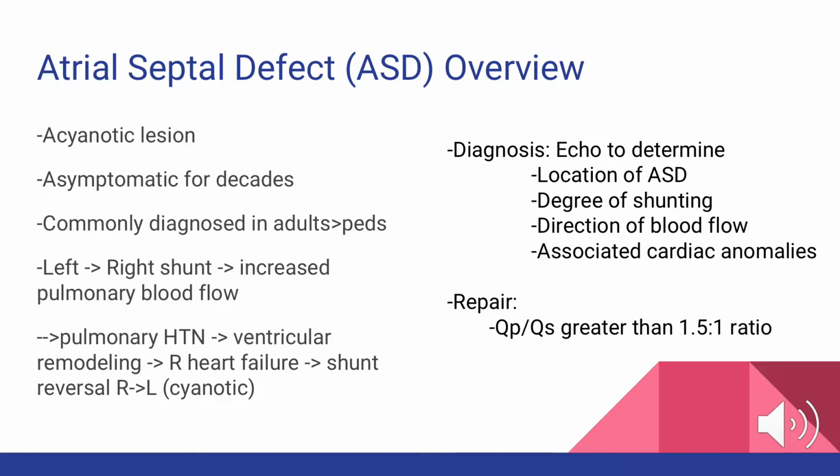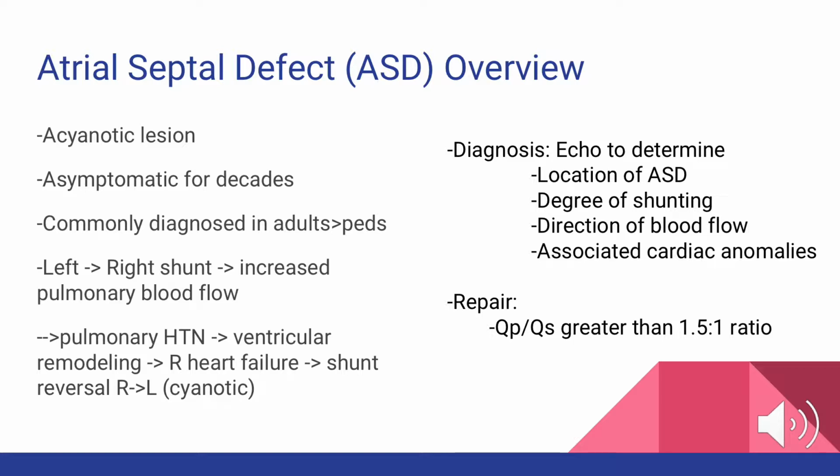If that increased pulmonary blood flow is left unchecked, it can lead to pulmonary hypertension, ventricular remodeling, and eventually right heart failure. The shunt will reverse from a left to right to a right to left, which is Eisenmenger syndrome. So it goes from an acyanotic lesion to a cyanotic lesion.